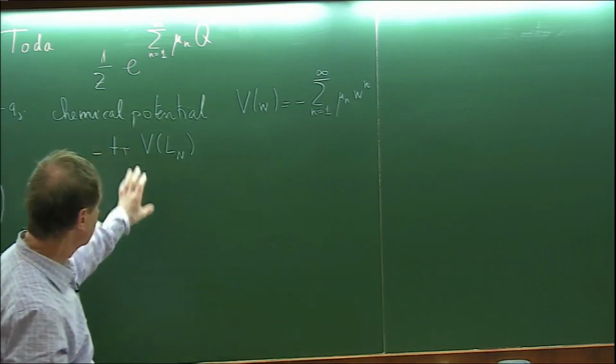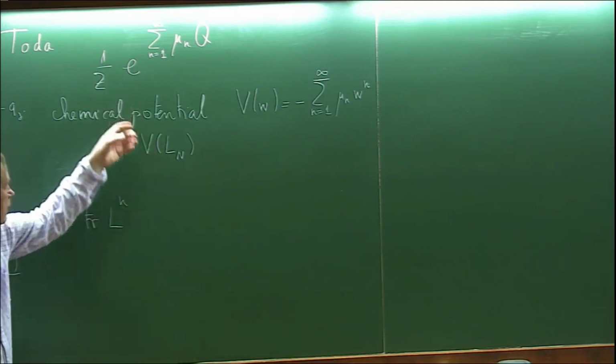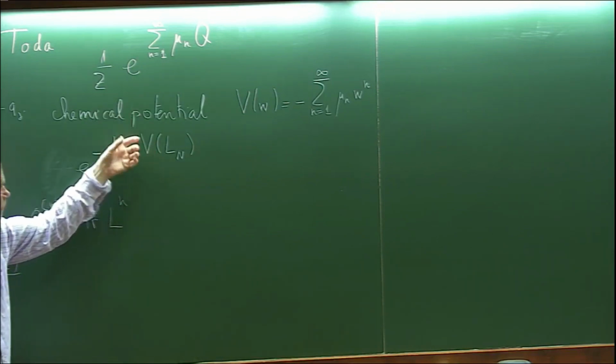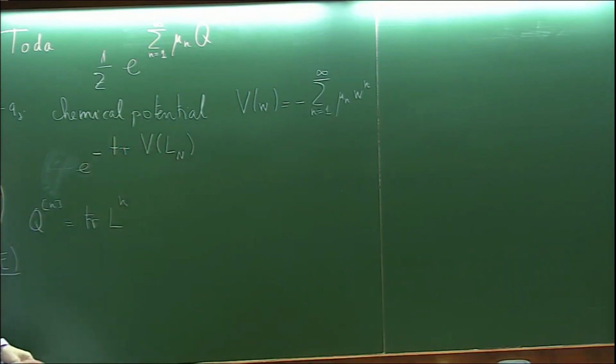Okay, but now I have a nice compact formula. And again, this trace is some function of L n. This trace can be computed by going to the eigenbasis. And then, of course, it's the sum of the eigenvalues. That's just what I've written down here.